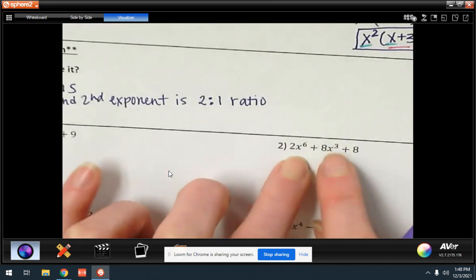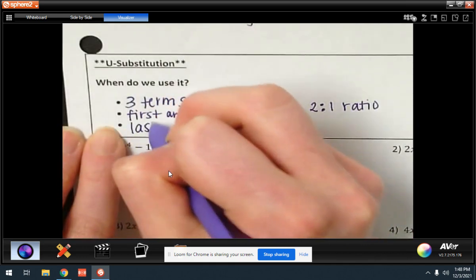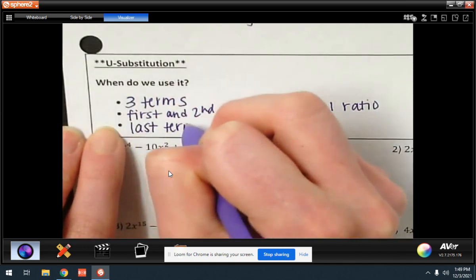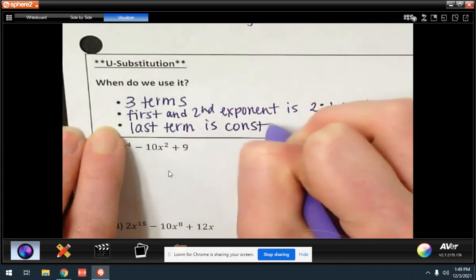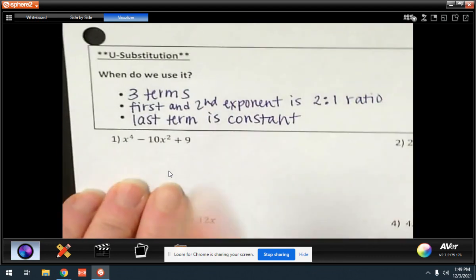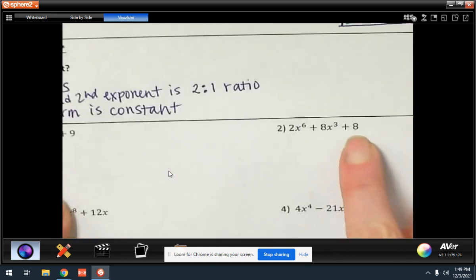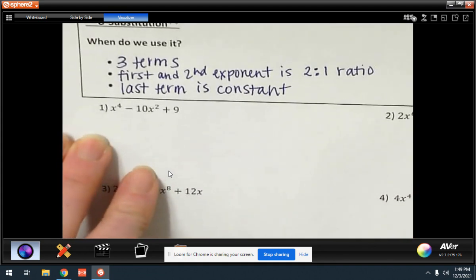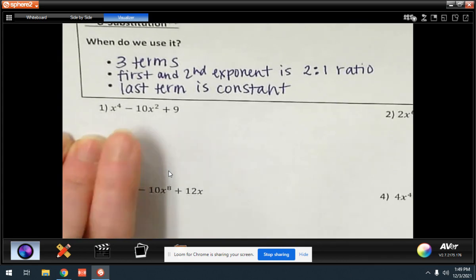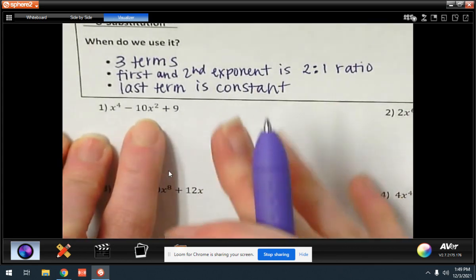Okay, the last criteria is the last term is constant. So here we have just a 9. Here we have just an 8. And so 1 and 2 scream U substitution. And what U substitution does is it turns whatever polynomial you're working with into a quadratic.